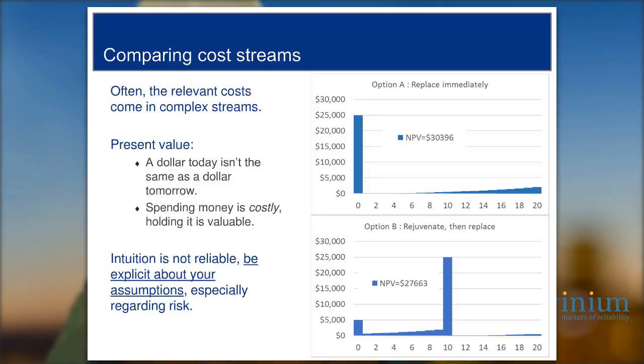It's sometimes hard to tell how a dollar today relates to a dollar tomorrow. So the point is that we need to be explicit about our assumptions and actually do the math to figure out which one of these is the better option. The other takeaway here that I think is really important to bear in mind as an asset manager is that spending money is costly and holding on to it is valuable, and we should be jealous about where we spend money on behalf of our ratepayers.